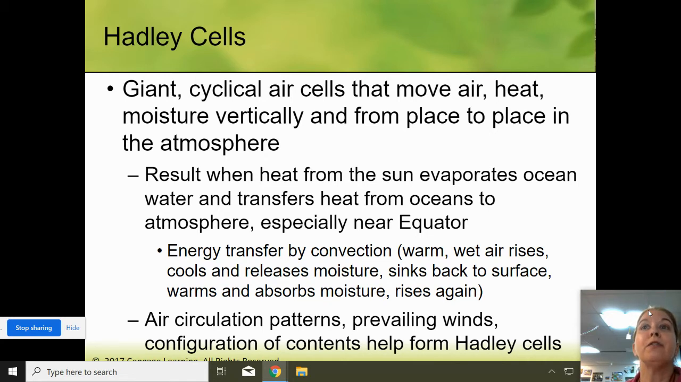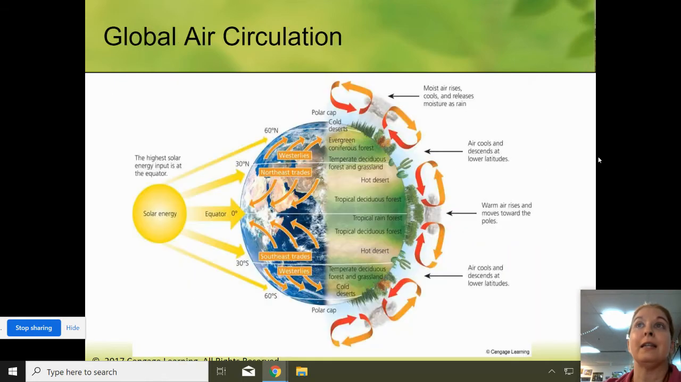So energy transferred by convection, you have your warm, wet air rising. It's then going to cool and release all that moisture, and then it's going to sink back to the surface, and then it's going to warm and absorb moisture again and rise again. And I'll show you a nifty picture in the next slide. Air circulation patterns, prevailing winds, and configuration of the continents are going to help form these Hadley cells.